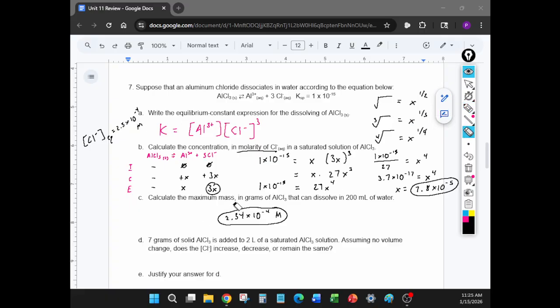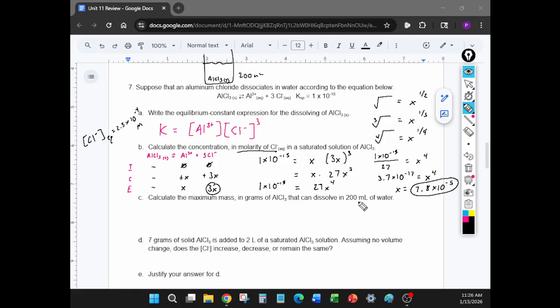Okay. All right, so what C is asking is what is the maximum amount of AlCl3 that can dissolve in 200 milliliters of water? So what this is basically asking is, if I have 200 mils of water, so I got a container, right, 200 mils of water, and you have AlCl3, how much of this can dissolve inside of this solution? And in order to do that, we're basically just looking at how much AlCl3 do you need to make a saturated solution?